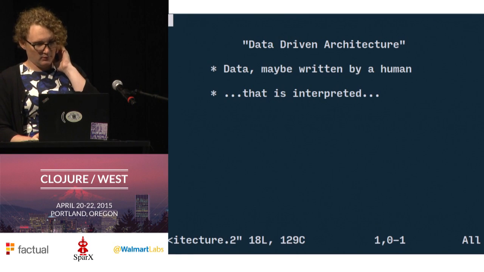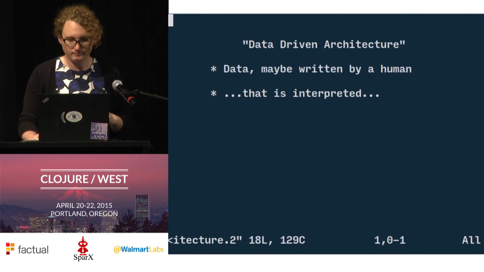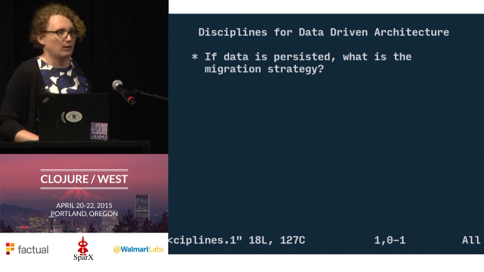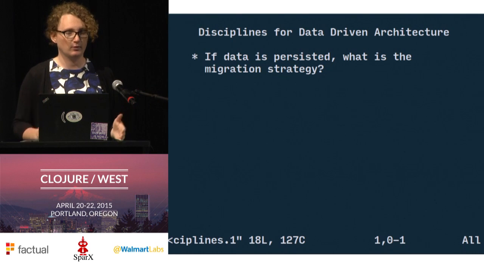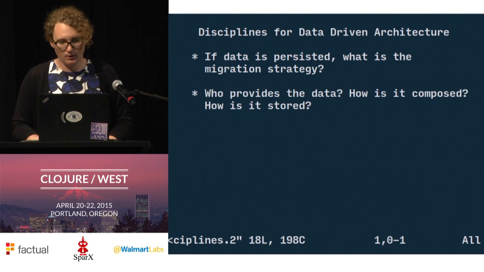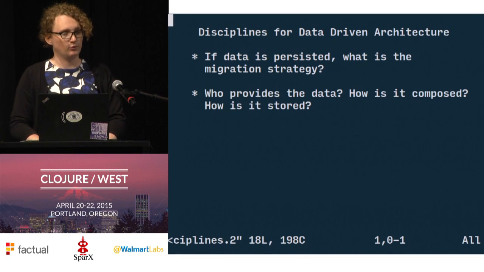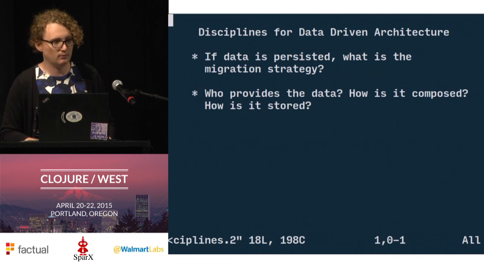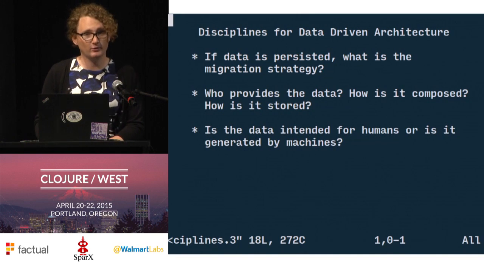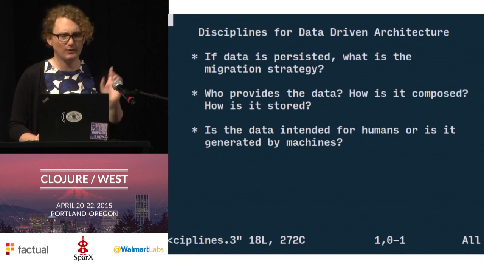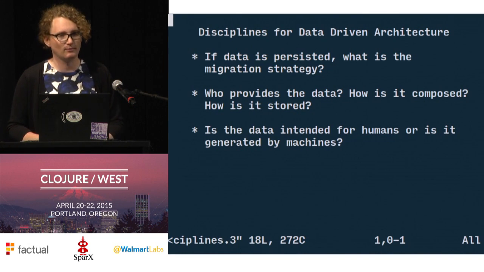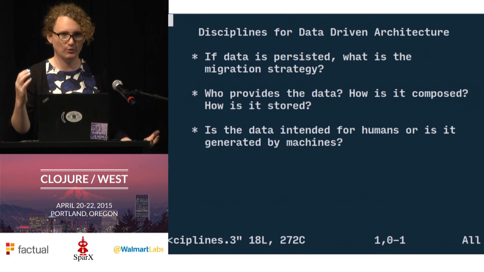So let's look at some of the disciplines that you would need to implement a data-driven system, right? Some questions you might want to ask yourself. If the data gets persisted, what's the migration strategy? If you change the format, how do you get from one to the other? Or are you locked into a format, right? Who provides the data? How's it composed? How is it stored? Is it in a Git repository? Is it in a database? Is it in the cloud? I don't know. Is the data for humans to write, or is it generated by machines? This is a very important question that we need to ask ourselves. And I see a lot of people forget this and write, for example, configuration data structures that are way too large and unwieldy for actual humans to interact with.